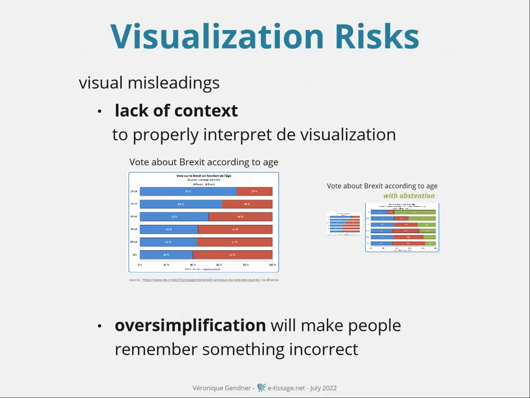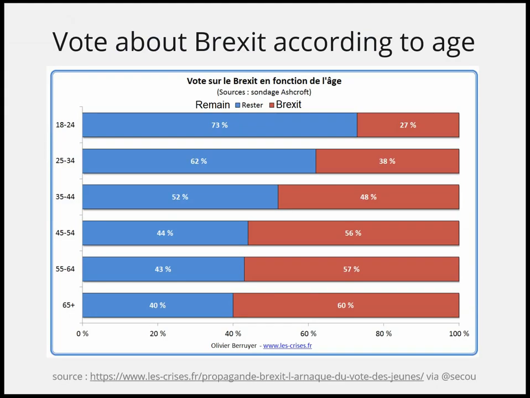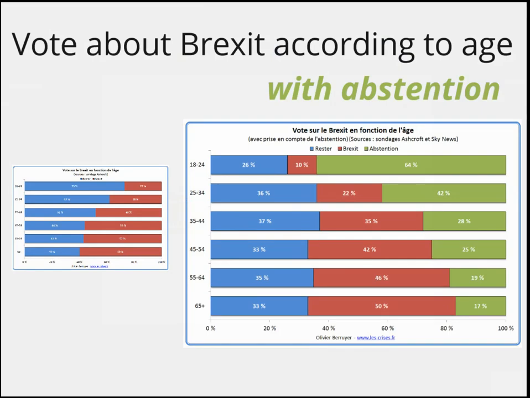Let's wrap up with a warning about visualization. The lack of properly represented context can lead to misinterpretation. A chart like this one can make you think young people were overwhelmingly against Brexit. But if abstention is also shown, the interpretation is different.